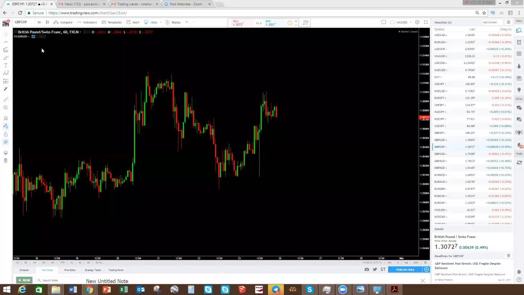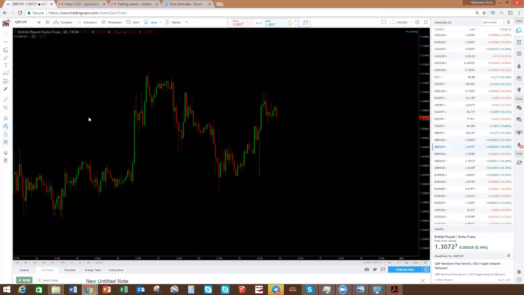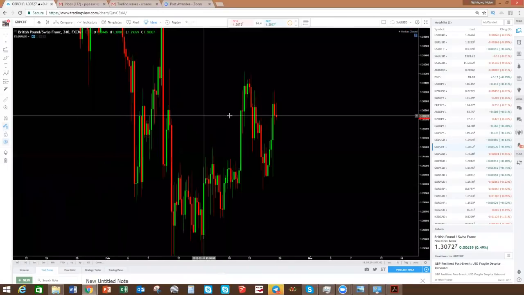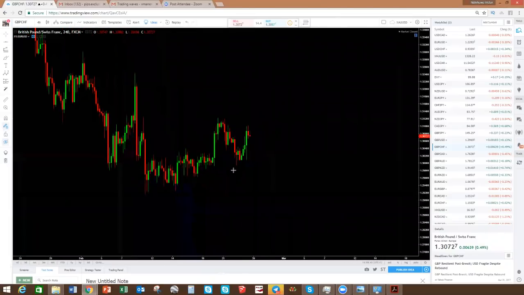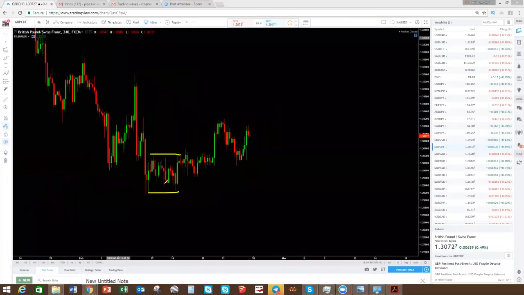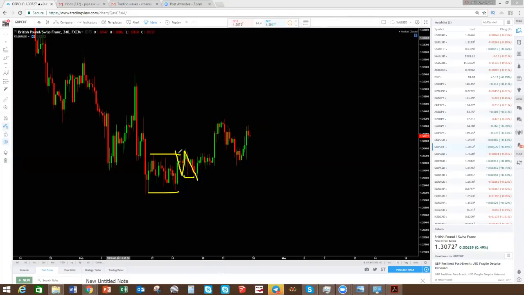If you look at pound chief on the 4 hour, it's got a pretty interesting structure, because here, if you look here, you've got a correction. There's a regular flat. You've got another 1, 2, 3 correction, which is a regular flat.